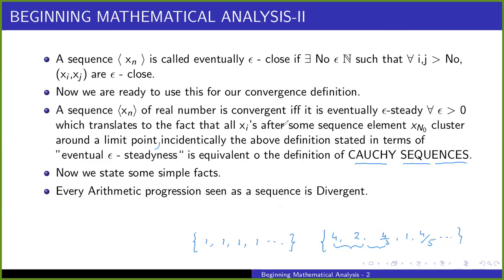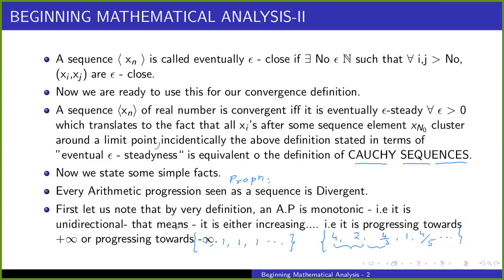So now we state some simple facts. Every arithmetic progression, if we see it as a sequence, is divergent. I would like to state it as a proposition. I just want to see if I can erase my notation, but that's not happening. It's okay. Every arithmetic progression as a sequence, I want to prove that it is divergent.